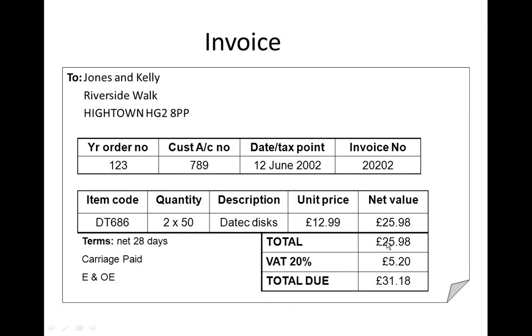Okay, so we can see here's our two lots of floppy disks. We can see our VAT at 20%, and we can see the total amount due. Now usually with invoices, customers get some time to pay, and this is where we would see the terms. The terms are net 28 days, so it means you have 28 days from the date of the invoice in which to pay. So this will be the supplier requesting payment from the customer for the goods that they have delivered.